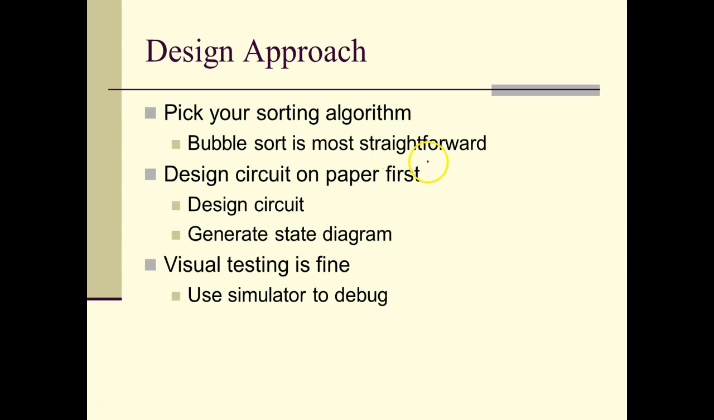Bubble sort is most straightforward, as I said about 10 times. If you don't know what a bubble sort is, just do a search on it. It's not that big a deal and should be straightforward. Read through it once or twice. The first thing you want to do is design your circuit on paper, and then generate a state diagram.